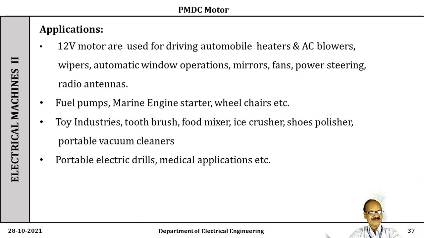Now, let us see the applications. 12-volt DC motors are used in driving automobile accessories like heaters and AC blowers, wipers, power windows, automatic windows, mirror adjustments, fans and power steerings, radio antennas, etc., in the automotive industry.